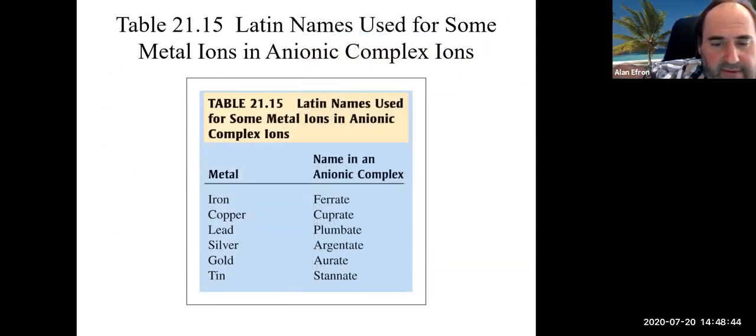I think we've got a few more tables. Here again is the older school way of naming some of these metals. So iron becomes ferrate, copper becomes cuprate, plumbate, argentate, aurate, stannate. So sort of those older school names. And again, we use this when the complex ion part is negative.